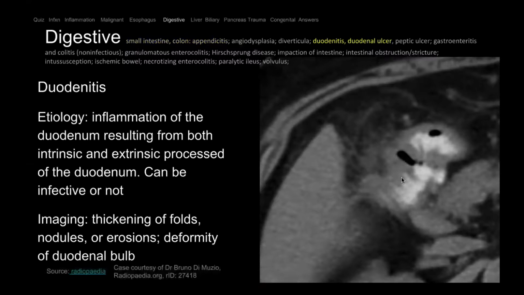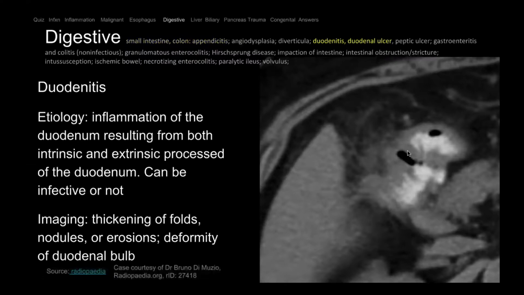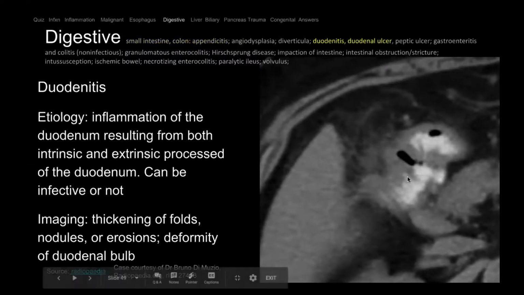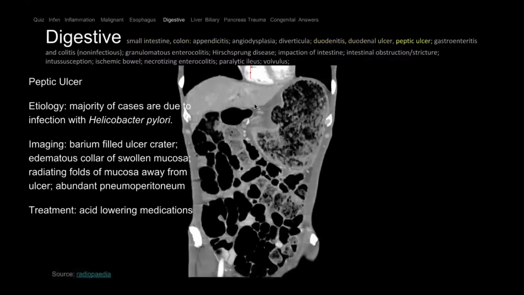It can be from trauma. It could be, various post-ERCP, where they accidentally perf the duodenum. So this is what duodenitis looks like. And you want to look for free air to make sure there's no perforation, because that has to be surgically corrected if there's perforation. Okay, peptic ulcers.